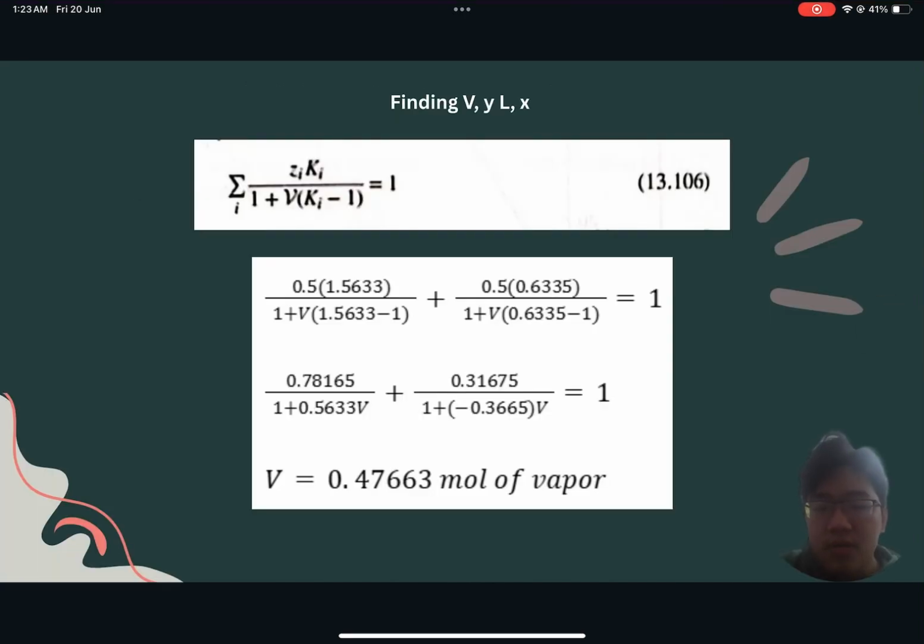Using the formula above, we are able to plug in all the constants Z and K values in order to find V, which is the vapor stream of the flash column. After a few iterations, V amounts to about 0.47663 moles of vapor.